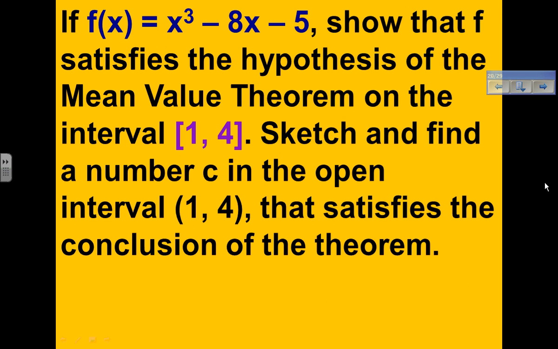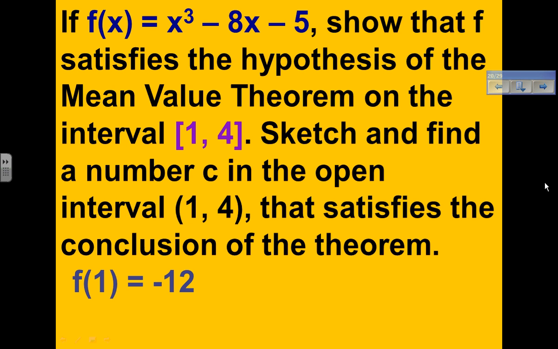So, show that f satisfies the hypothesis of the mean value theorem on the interval from 1 to 4. In other words, is it continuous? Yes, it is. It's a polynomial. Of course it's continuous. Sketch and find a number c in the open interval 1 to 4, which means c cannot equal 1 or 4, that satisfies the conclusion of the theorem. Okay? Function is continuous. You can find two y values. You can find the slope of the line, and so on.